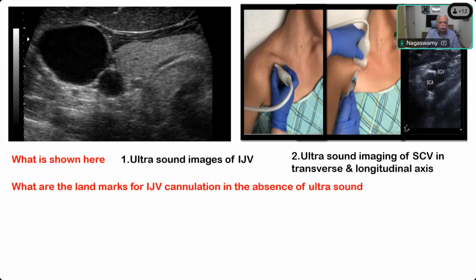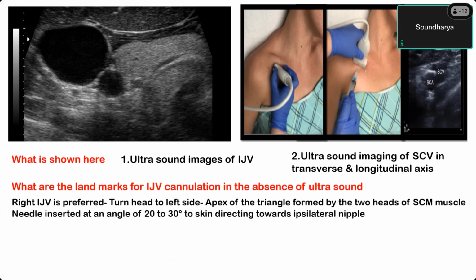What are the landmarks for IJV cannulation in the absence of ultrasound? A triangle formed by the two heads of the sternocleidomastoid and the clavicle. The apex of the triangle will be the landmark. The right IJV is the preferred option always. Turn the head to the left side. Needle inserted at the apex of the triangle formed by the two heads of the sternocleidomastoid muscle, at an angle of 20 to 30 degrees, directing towards the ipsilateral nipple.